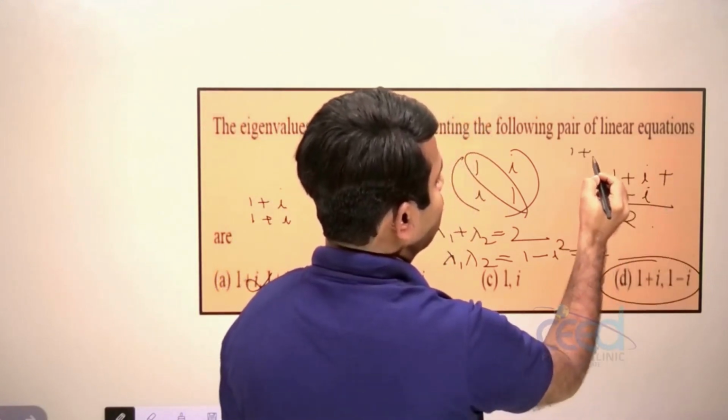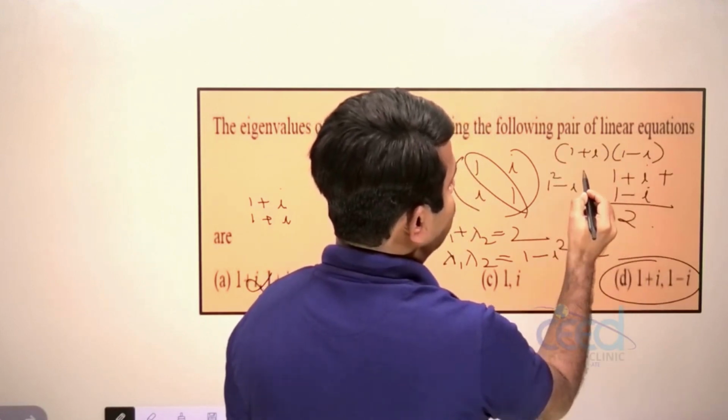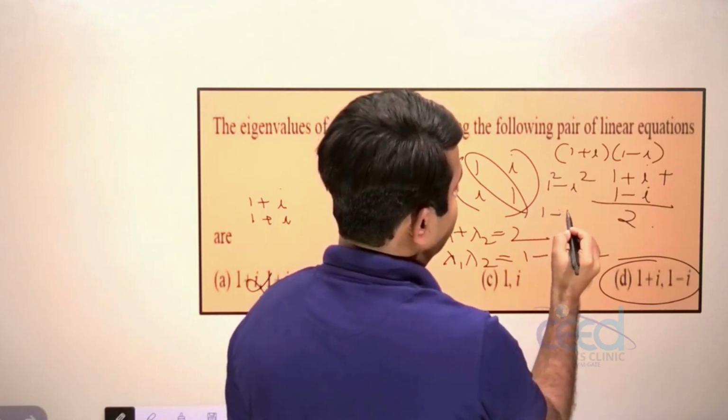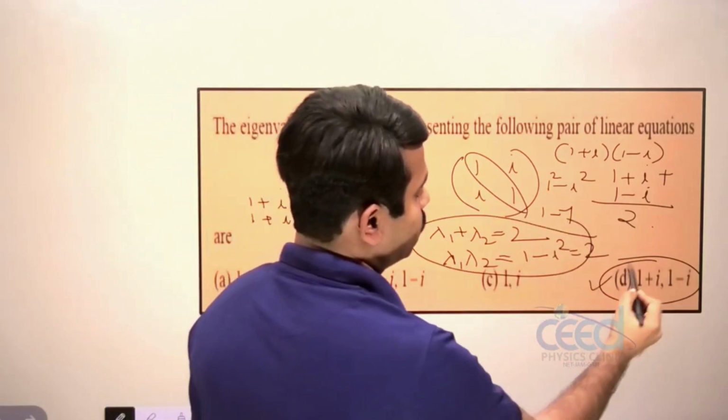The product you get is 1 plus i into 1 minus i, what? 1 square minus i square, that is 1 minus minus 1. That is 2, right? So both conditions are satisfied by this option only, right?